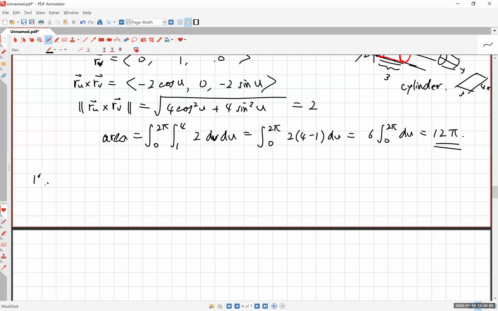So next one should be number 17. And number 17 has to do with a flux. So let's draw the picture first.